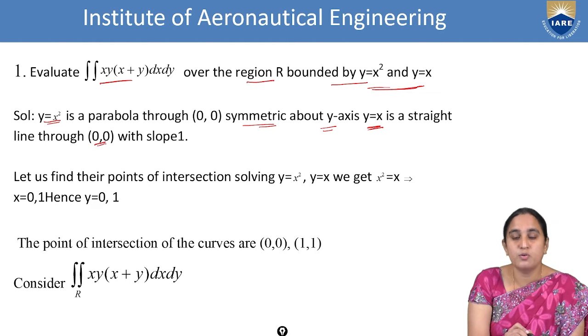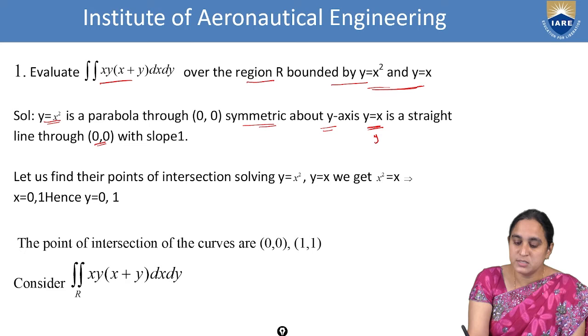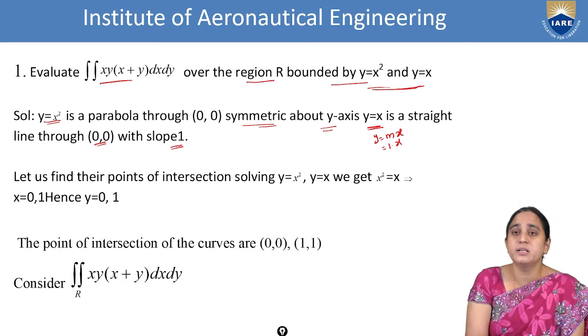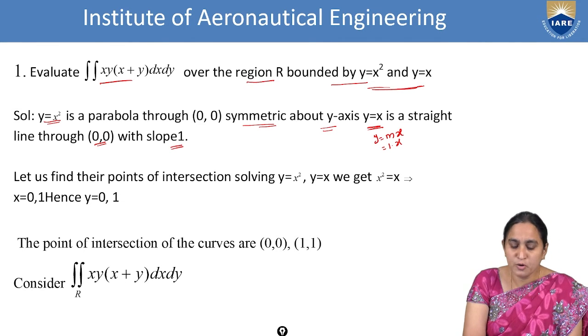That is 0, 0, and it is in the form of y is equal to only mx. What is m here? 1 into x. Therefore, slope is equal to how much? 1. Okay, from these curves, where the two are intersecting, now I'll find out the intersecting points.